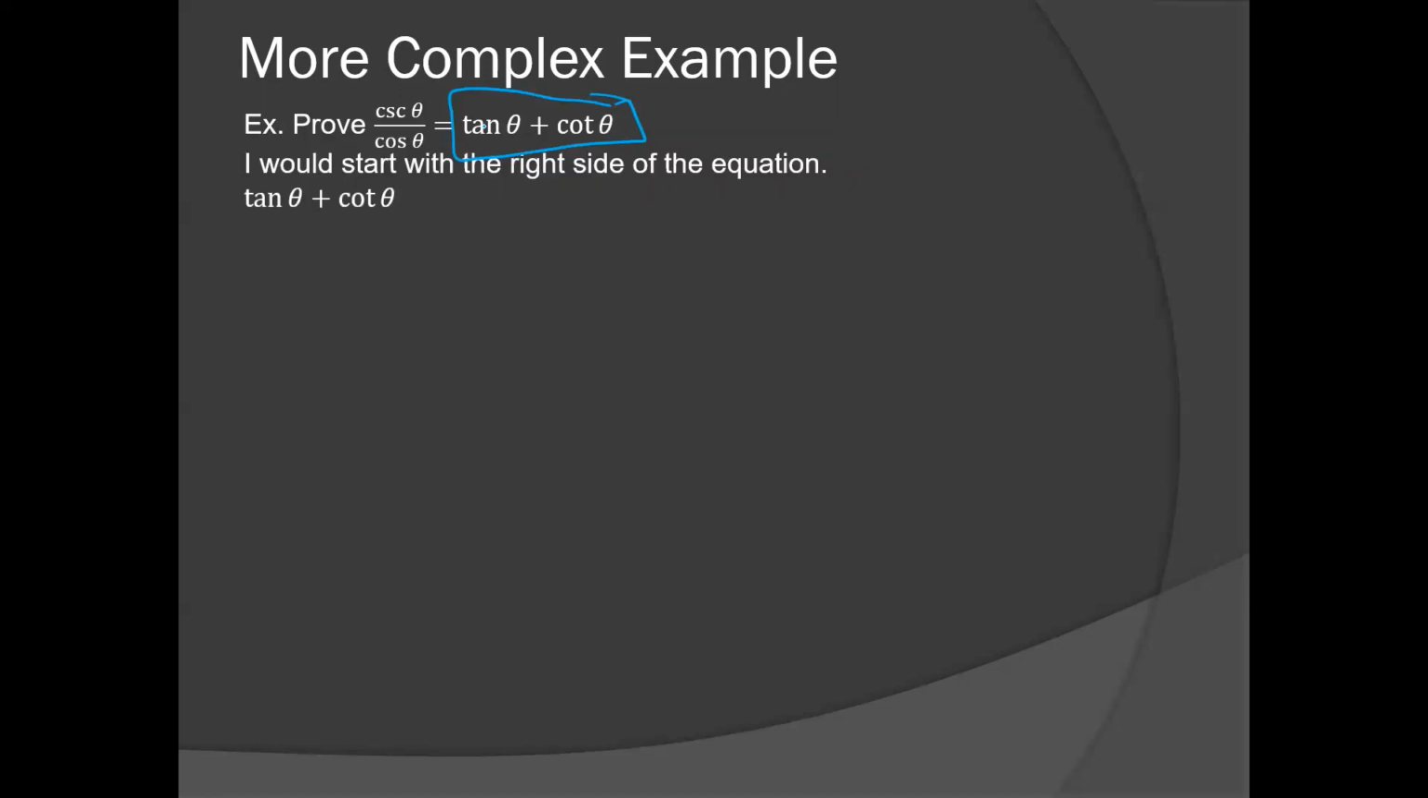So what I'm going to do first is rewrite cotangent theta as the reciprocal of tangent theta, right? So that means that tangent theta is sine theta over cos theta. And of course, if tangent theta is equal to sine theta over cos theta, then cotangent theta is going to be equal to cos theta over sine theta.